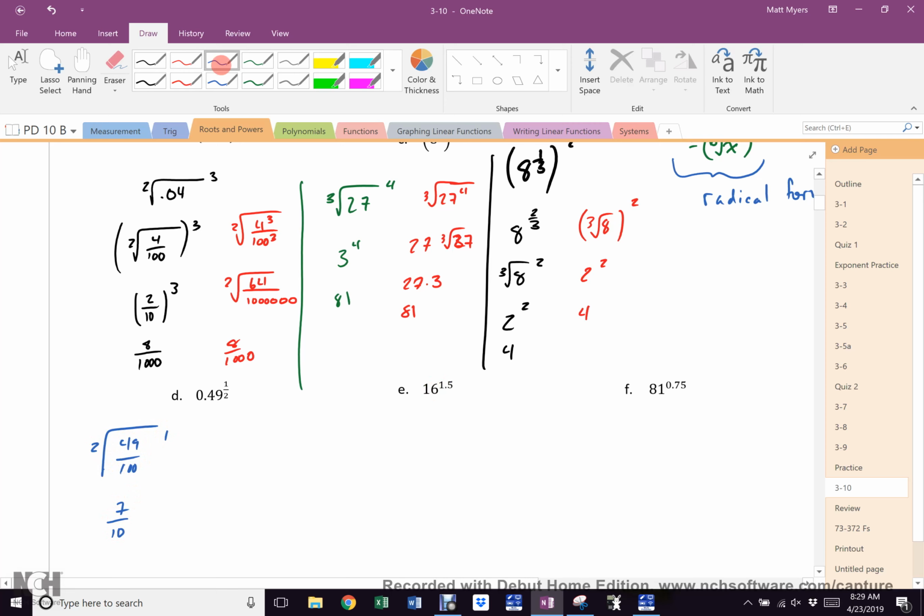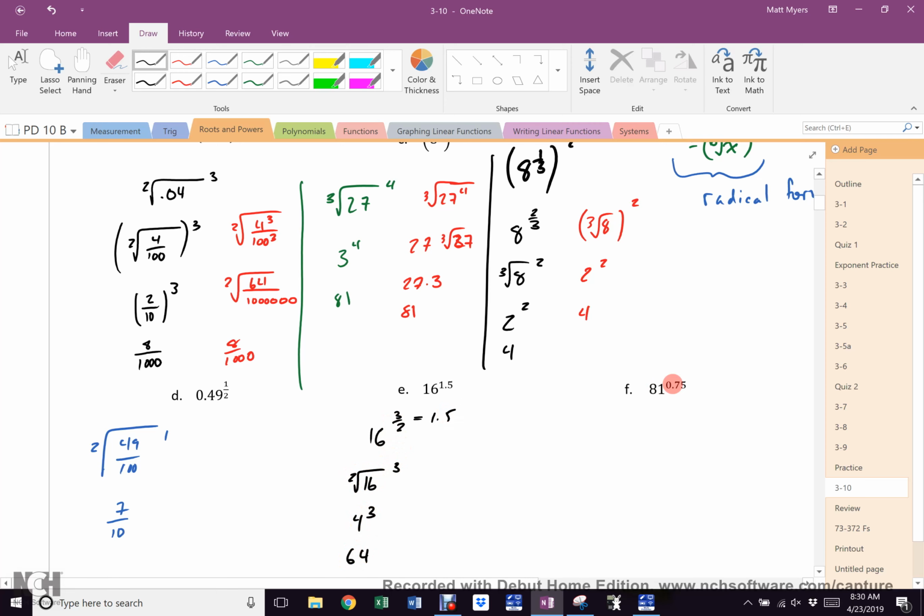What's weird about E? But what are decimals? Fractions. So this is 16 to what power? 3 over 2. Because 3 over 2 equals 1.5. Right? Then we just do the math. Square root of what? To what power? 3. So that is 4 to the power of 3, which is 64. Easy peasy lemon squeezy, yeah?